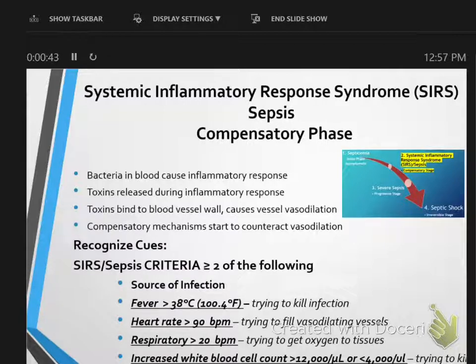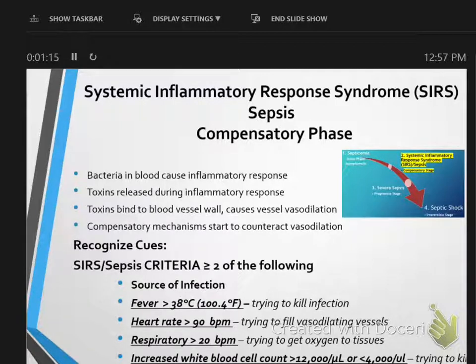So if you've had the flu, does this count? If you have a bad cold, does this count? Yes, technically you have SIRS. You can have SIRS with anything. It's a systemic inflammatory response syndrome. Anytime your immune system is up, an autoimmune disease can give you SIRS. Many, many things can give you SIRS, but it is 100% seen with sepsis.